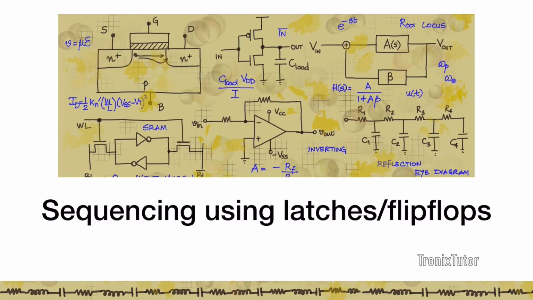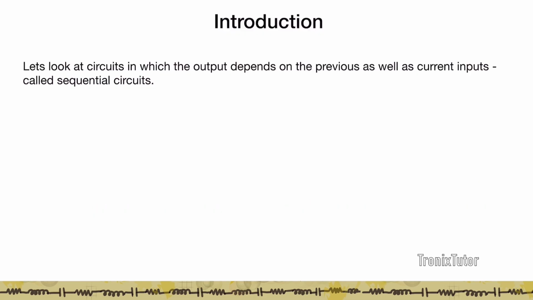In this video, let's talk about sequencing using latches and flip-flops. Now, in this video, what we're going to look at is circuits in which the output depends on the previous as well as current inputs, and these are known as sequential circuits. And examples of sequential circuits are essentially finite state machines or pipelines.